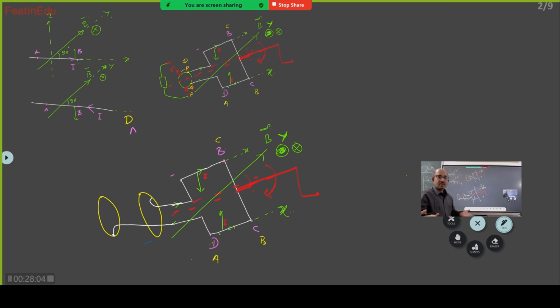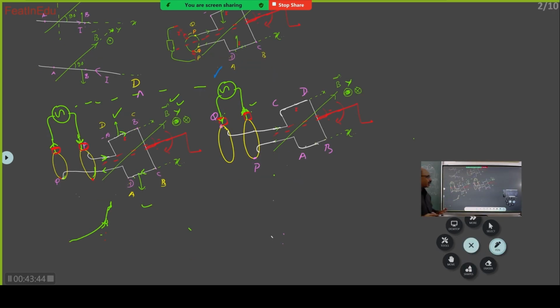Now be careful. AC generator. Generator, what you will do? You will rotate the coil for generator. Okay? And you would be connecting the load.